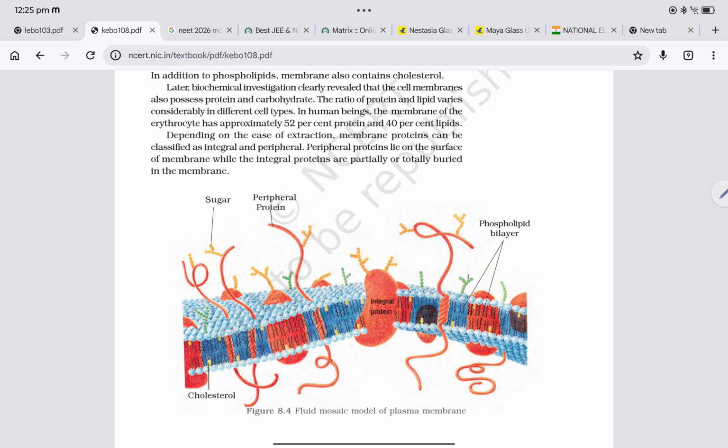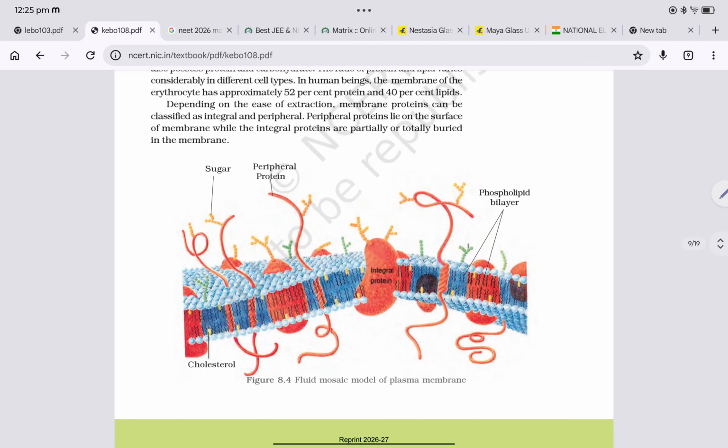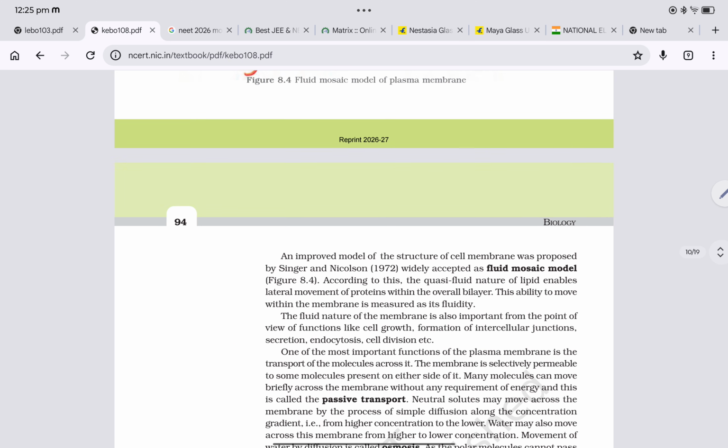The ratio of protein and lipid varies considerably in different cell types. In human beings, the membrane of the erythrocytes has approximately 52% protein and 40% lipids. Depending on the ease of extraction, membrane proteins can be classified as integral and peripheral. Peripheral proteins lie on the surface of the membrane, while the integral proteins are partially or totally buried in the membrane.